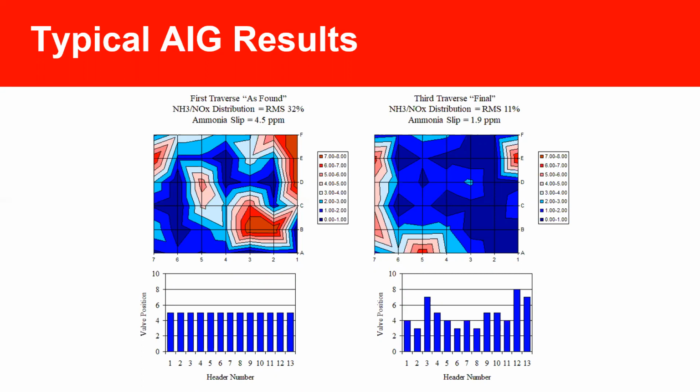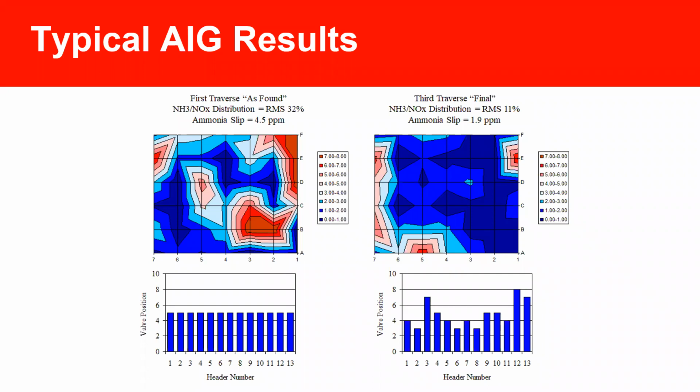And I guess I should get into what RMS distribution is. That is a statistical measure that we use to evaluate how well the ammonia and NOx are mixed before the SCR catalyst. For your reference, catalyst vendors typically guarantee their product to perform the guarantees that you need, the conversion requirement, between 10 and 15% RMS.